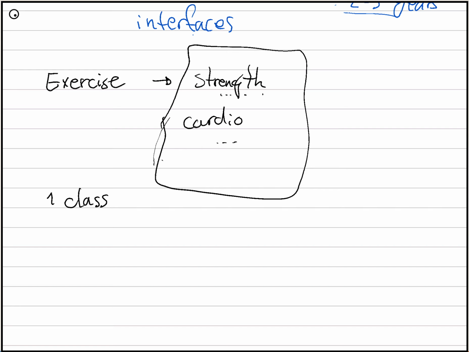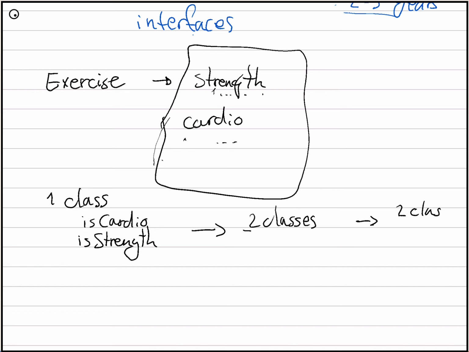So if you remember, we had just one class, and in that one class we could have something like an is cardio field or an is strength exercise field. Eventually we had two classes, but each of the classes needed two different methods to deal with a strength exercise and a cardio exercise. And then we essentially had the two classes and the one interface.